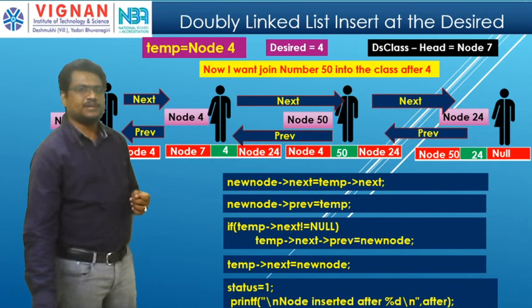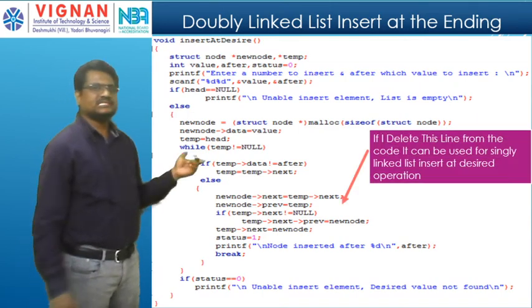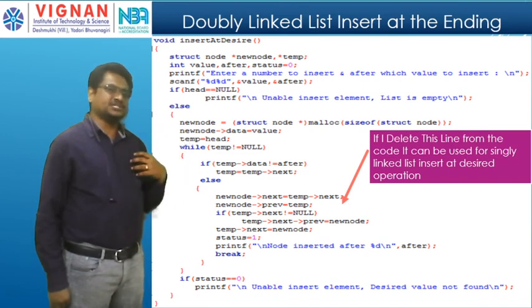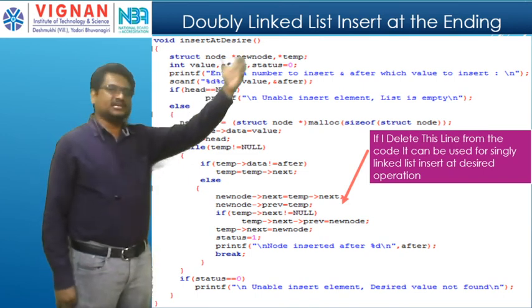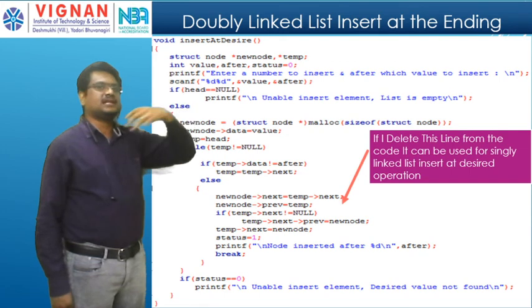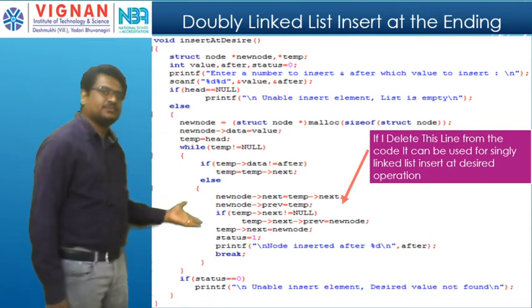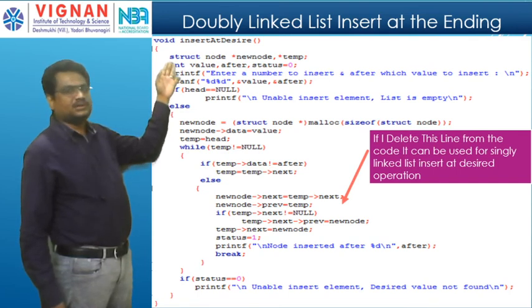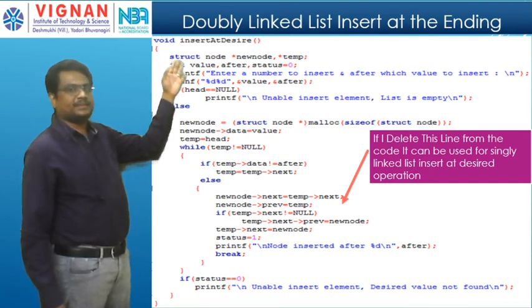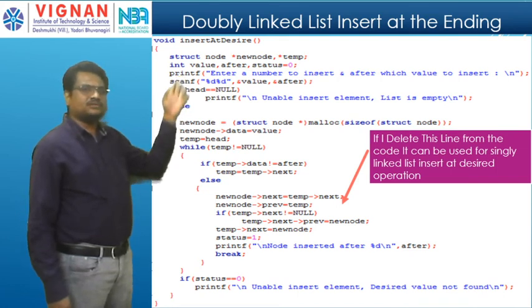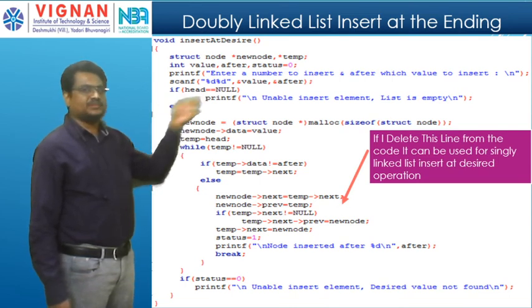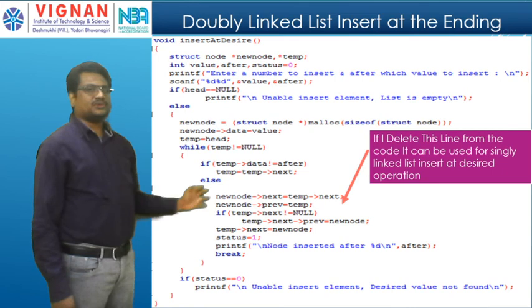So this is the complete program. If I want to insert an element at the desired position, here the heading is wrong. Sorry, double linked list insert at the desired position. This is my complete program. Here I am creating a temporary variable. I am reading the value. I'm checking whether it is an empty linked list or not. If it is an empty linked list, then I will put an error message. If it's not, then I will do the process.